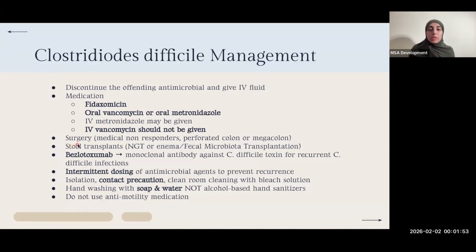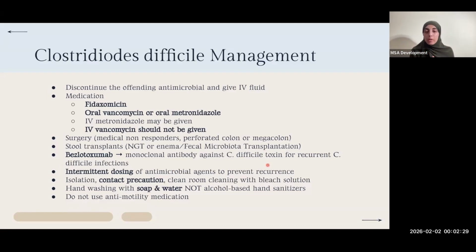You can also do surgery, specifically if there's megacolon or very bad complications. Sometimes they can do stool transplant. Basically, they're getting stool from a healthy individual. They're taking all of the healthy bacteria and microbiota from that stool, and they're putting it into a pill or an enema, and they're giving it to those patients to restore their microbiota that was lost due to the antibiotic. You can also give bezlotoxumab, which is a monoclonal antibody against C. diff toxin.